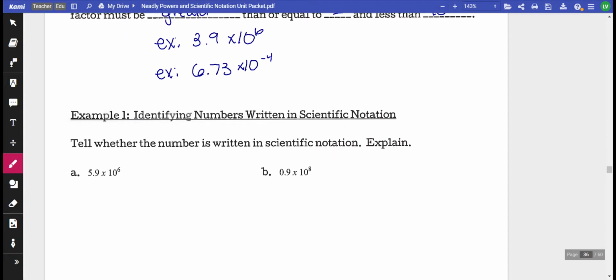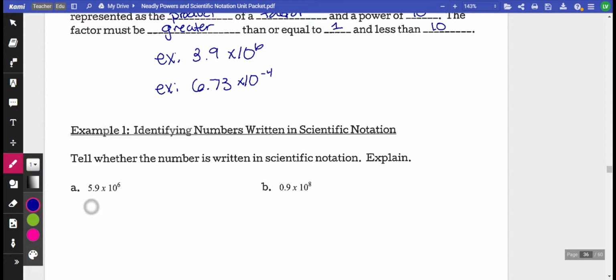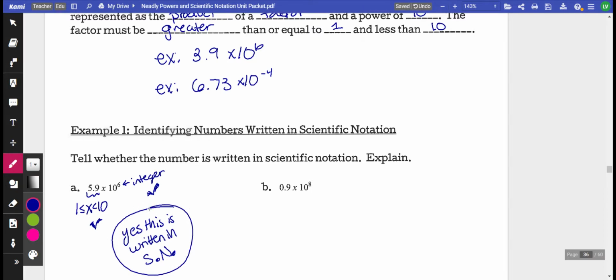So if we take 5 and 9/10, that is our factor. That is between 1 and 10. So check, we're good with that. Then our exponent of 6 is an integer. So check. Yes, this is written in scientific notation. So I'm going to use the abbreviations of SN from now on to represent scientific notation.